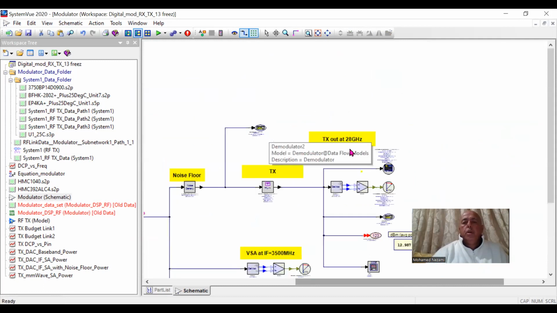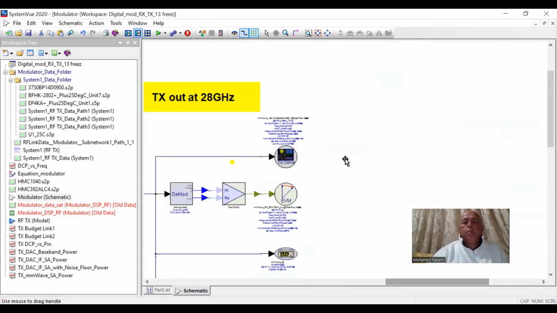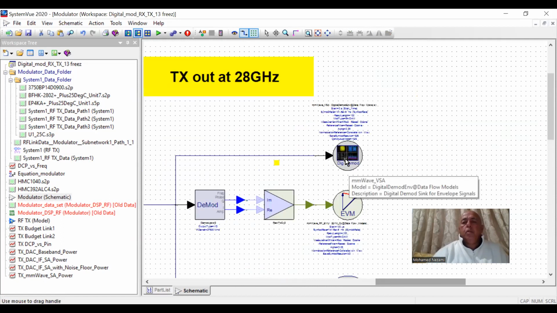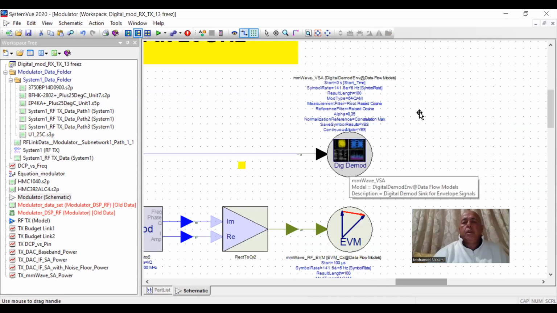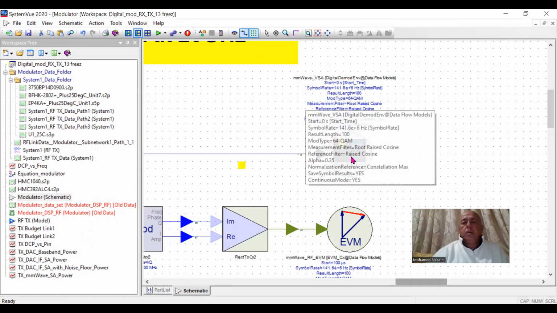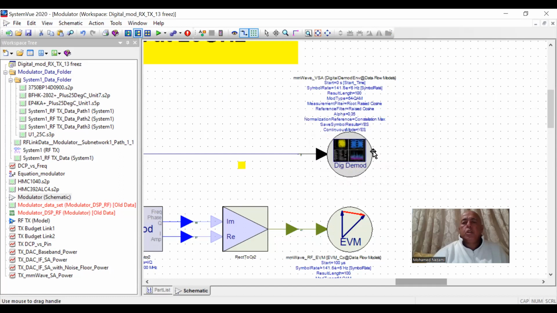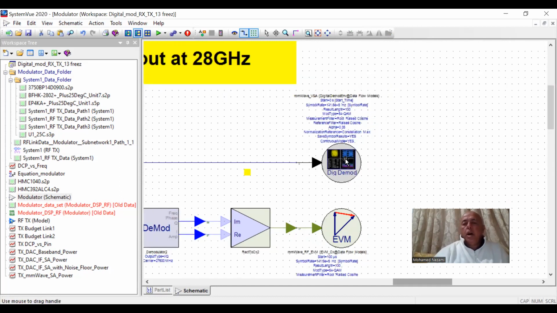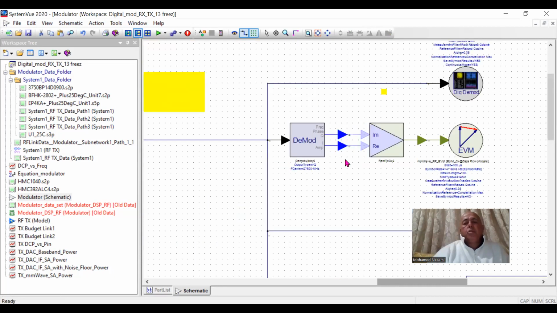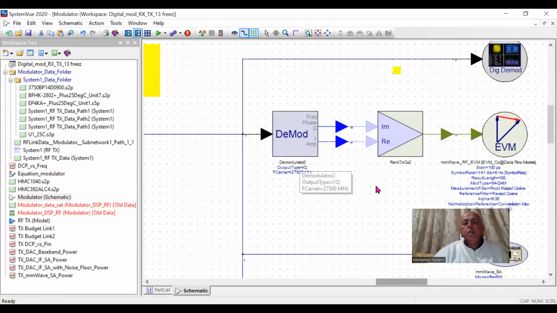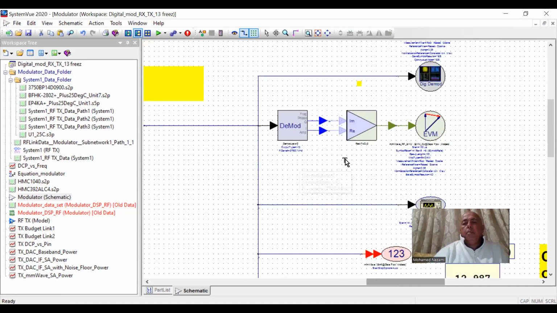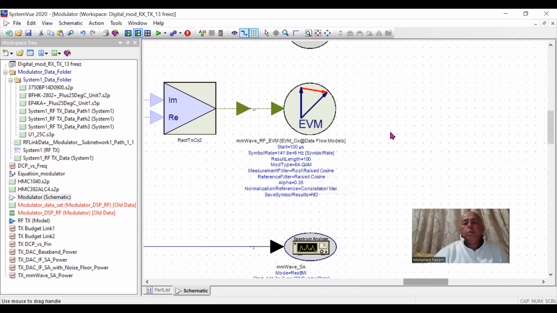So the first one is something that is similar to a VSA, a vector signal analyzer. It's this block here, a digital demodulator, which can display a whole set of key indication parameters like EVM, the real and imaginary parts, the spectrum, the constellation, and the eye diagram. And then we're also going to demodulate the signal and calculate the EVM, the error vector magnitude.